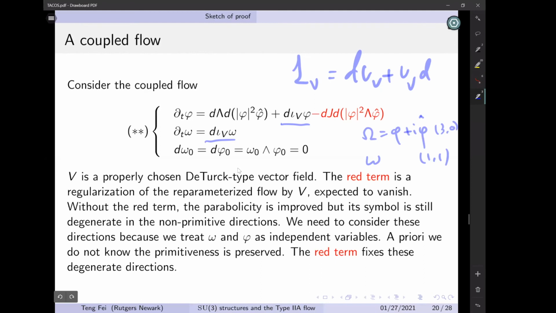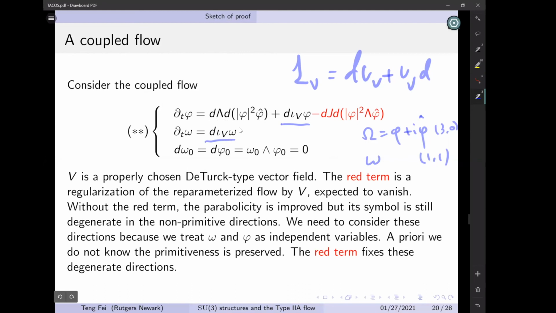So we expect this term to be 0. However, we do not know a priori because we are considering a coupled flow. So a priori, we should think of phi and omega as independent variables. So we don't know whether it's primitive or not. So we add this term simply to improve the parabolicity. Because if we don't have this red term, then if we just compute the symbol, we can show that it's still degenerate even after applying Hamilton's theorem, because in this case, we still have an integrability operator D on the right-hand side.